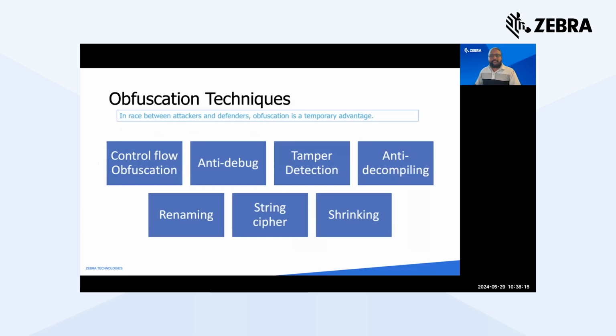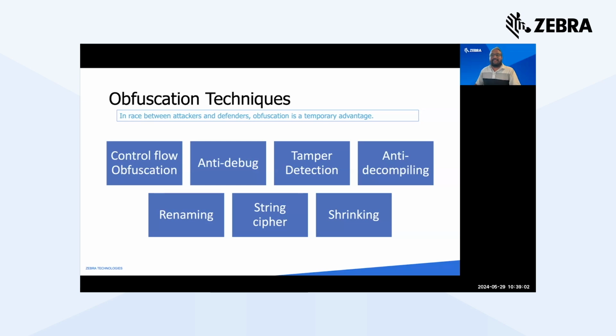I just want to touch upon the obfuscation techniques these tools are based on. Obfuscation is normally a temporary advantage in the ongoing arms race between attackers and defenders. It will delay the process. It's not the final solution. There are many different obfuscation techniques that can be used, and the tools are maturing now, with new techniques being adopted by the vendors. Some of the most common obfuscation techniques include control flow obfuscation, anti-tampering obfuscation, anti-debugging, string encryption or string cipher, renaming, and shrinking.